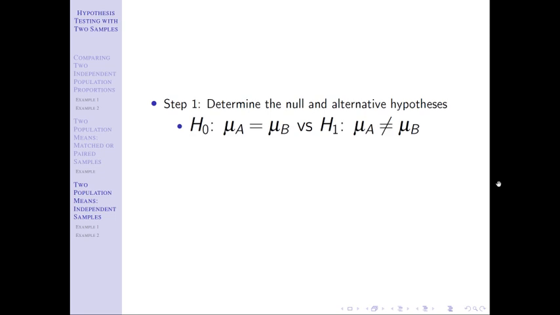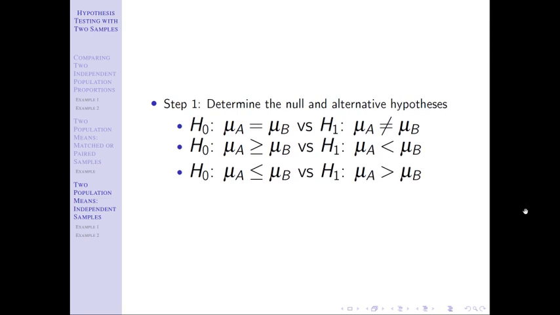So our null and alternatives look like so. We can have a two-tailed test, a left-tailed test, or a right-tailed test. As before, when we subscript these things, generically I'll use A and B here. You can use 1 and 2, or you can use the letters that make sense based on the context of the problem, whatever the two groups happen to be.